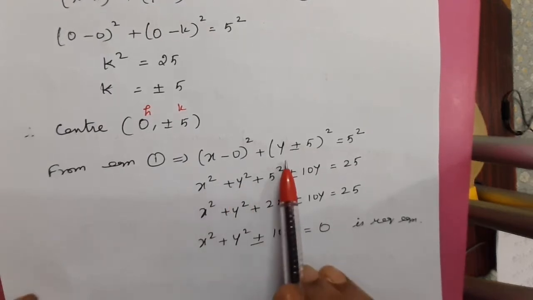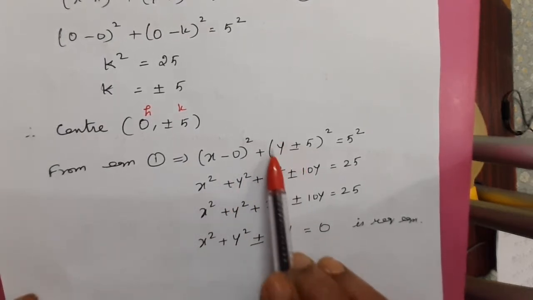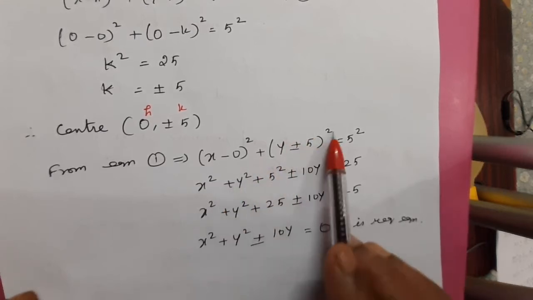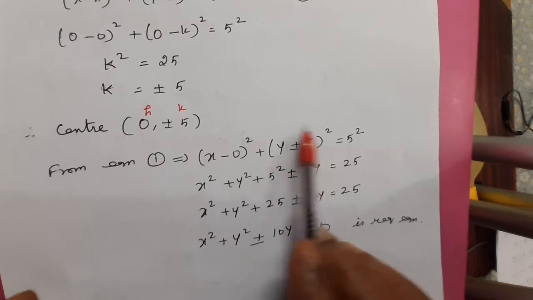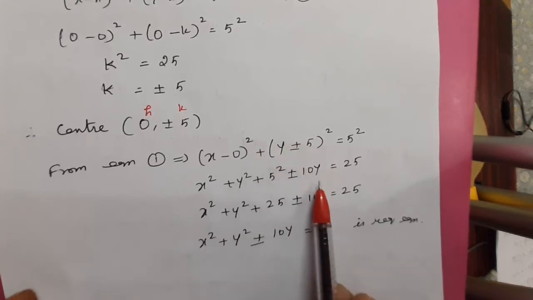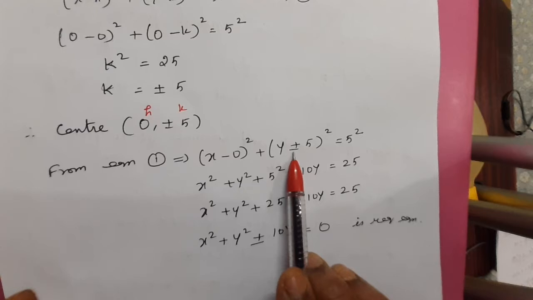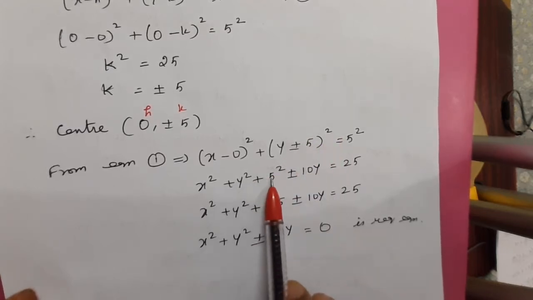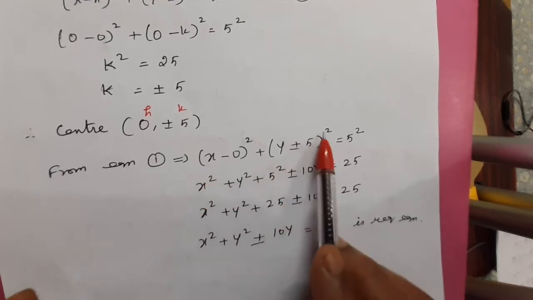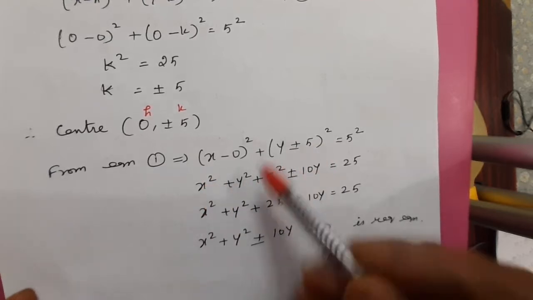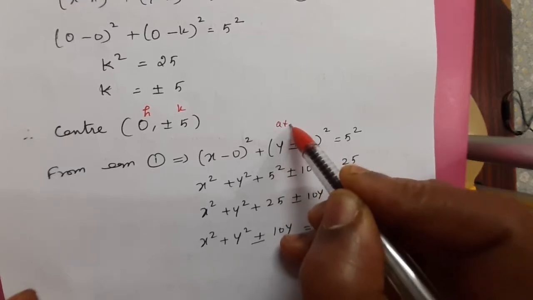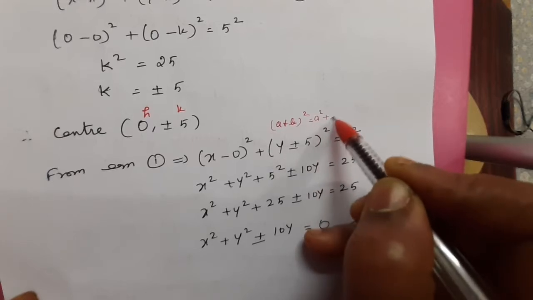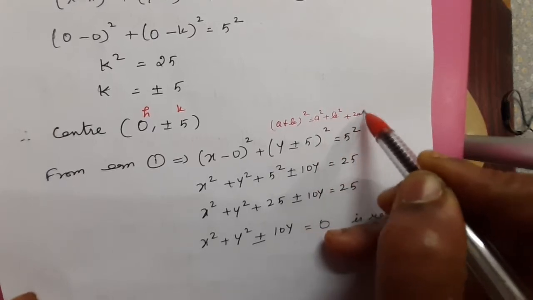That is nothing but x square plus, apply the formula a plus b the whole square. That is a square plus b square plus 2ab. So a square is y square, b square is 5 square, and 2ab is 2 fives are 10, 10 into y, 10y. The middle value is plus or minus 5, and b square is 5 square, also 25.